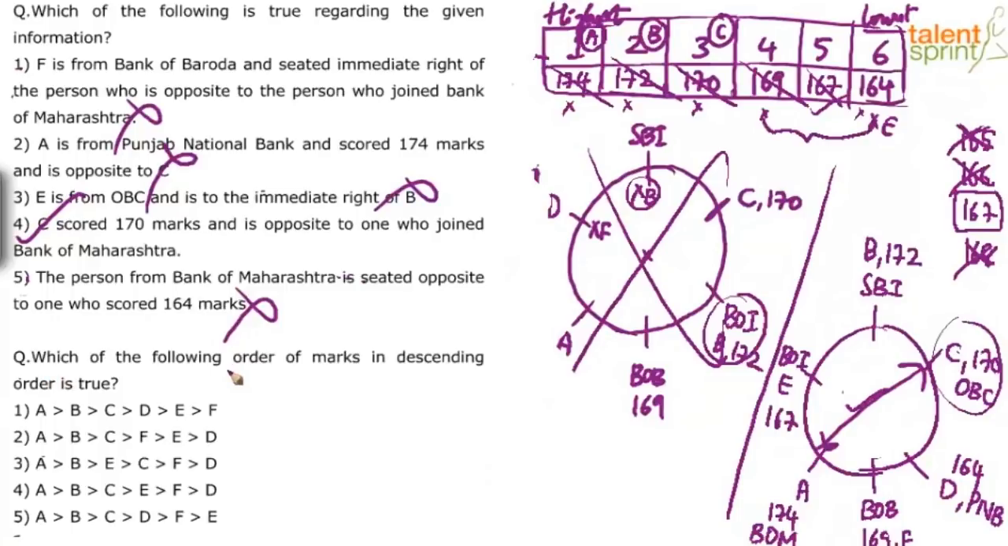Last question. Which of the following is the order of marks in descending order? I think A, B, C. We have already marked A, B, C. And who's got 169? 169 is F. And then we have E, who scored 167, and 164 was scored by D. So the order is A, B, C, F, E, D. Option 2.